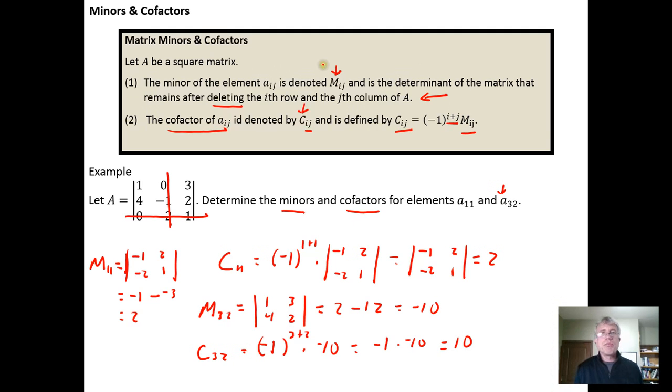These are going to be important to us because the formal definition of the determinant of an arbitrary square matrix is going to rely on cofactors in its definition. So we're going to take a look at that in the next video, and then after that we'll do some examples of calculating determinants.